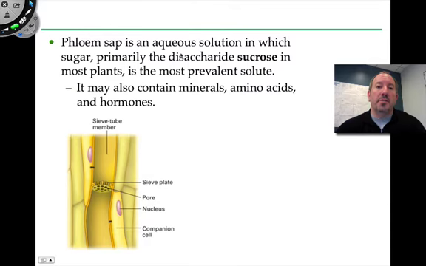And it's aqueous, meaning it's dissolved in water. And the primary sugar I mentioned is the disaccharide sucrose. And so it's not just sucrose. There could be some hormones that move along here. Plants produce hormones, chemical messengers, even some amino acids.